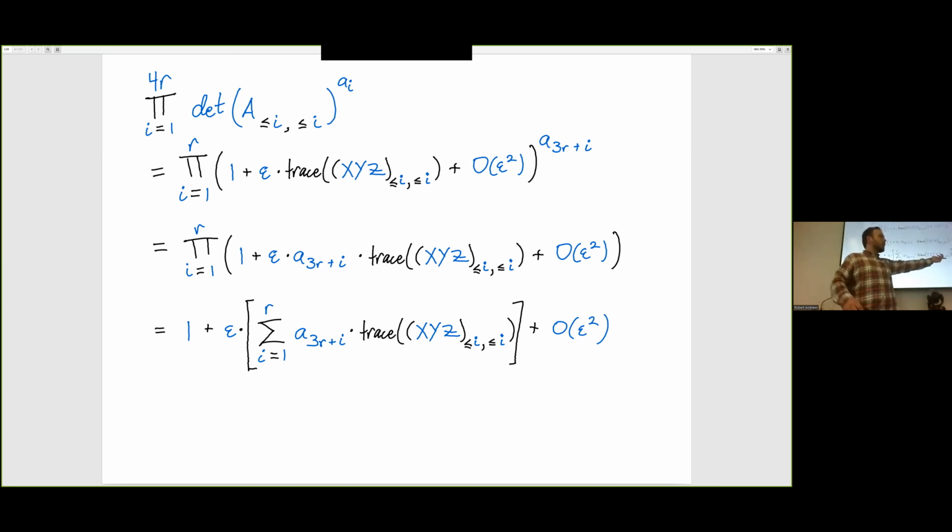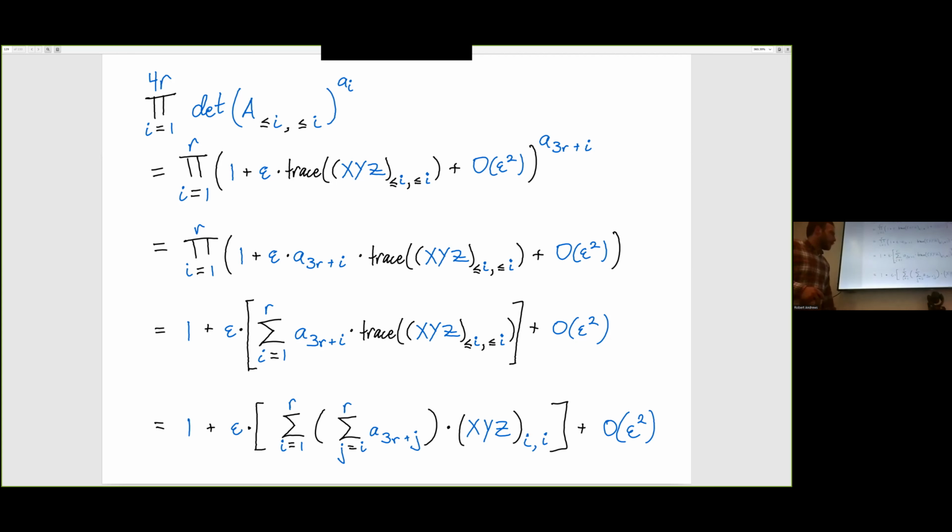I'm summing the diagonal entries of this product from the 1, 1 entry to the ii entry. You can rearrange this sum, and you end up getting this. Again, constant term, higher order junk. And what's the linear term? You get the sum of the diagonal entries of this product, and the coefficient is this sum of the powers.